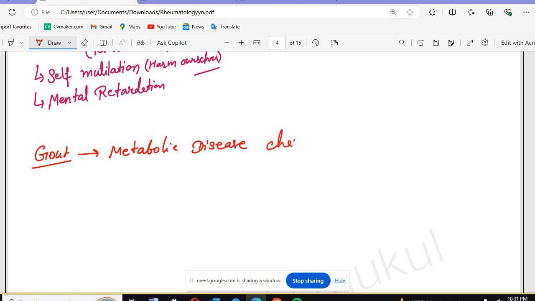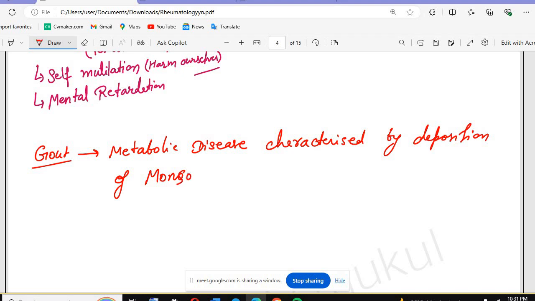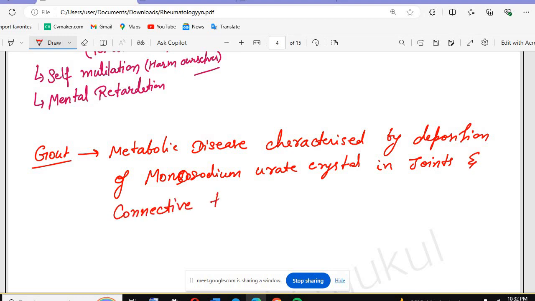And this is characterized by deposition of monosodium urate crystals, meaning the crystals of uric acid. So monosodium urate crystals would be deposited. Where will they be deposited? In joints and connective tissue. So this is known as gout.